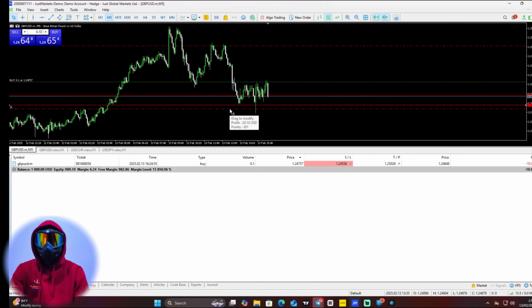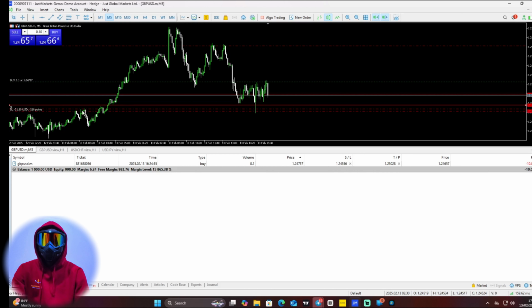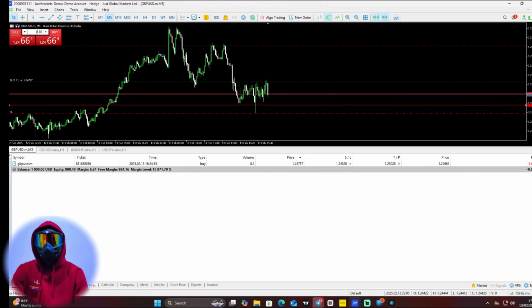So you can say, okay, this 0.10 is still less. So let me add like a 5, 0.15. We are finding a perfect lot size. So you can execute and count 20 pips. Let's close this one so that you don't get confused. So we count 20 pips down.